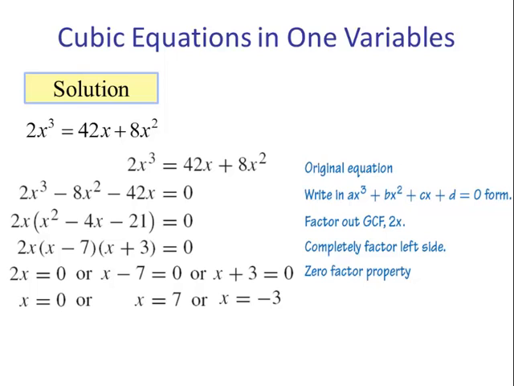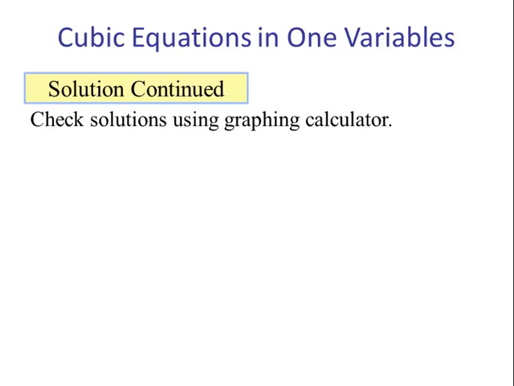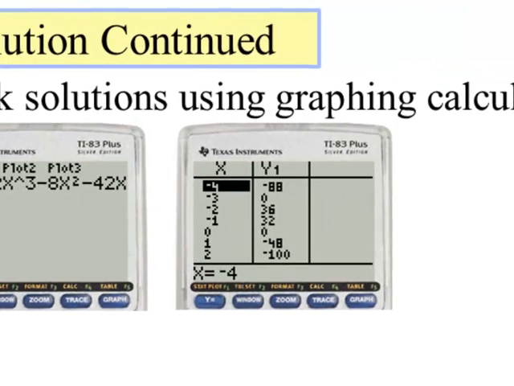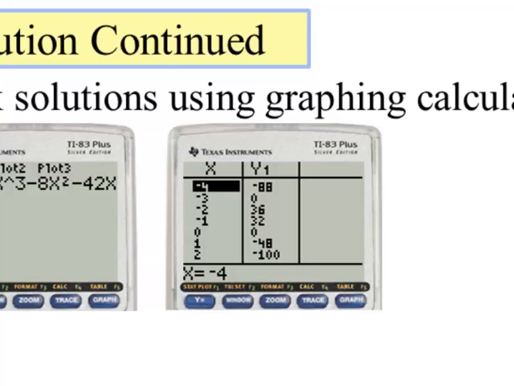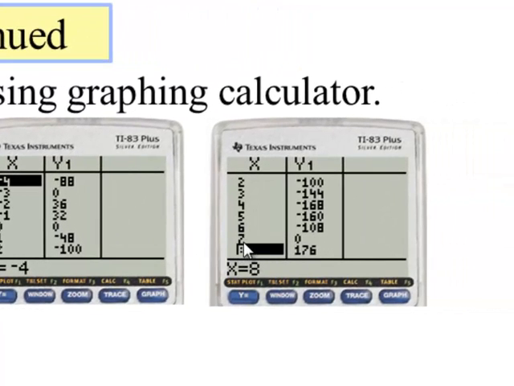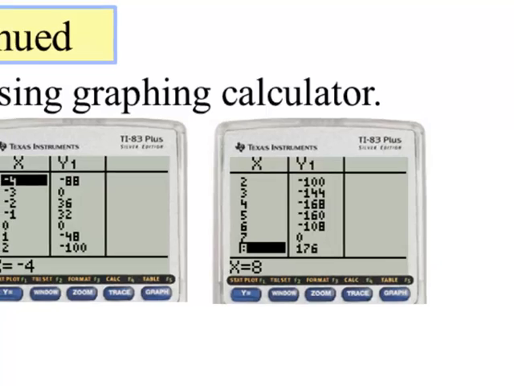To check the solutions using the graphing calculator, we type in the trinomial that was equal to 0 in y1. We hit second graph for table. We see when x is equal to a negative 3, y is 0. When x equals 0, y is 0. And when x equals 7, y is 0. So it checks. Again, in this case we had three different x values that produced a y value of 0.